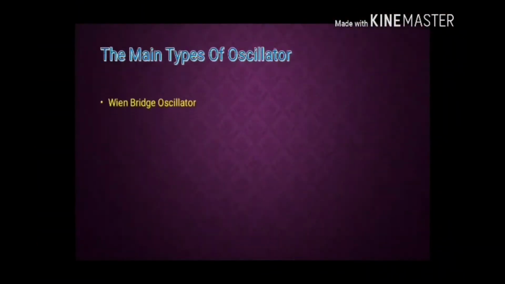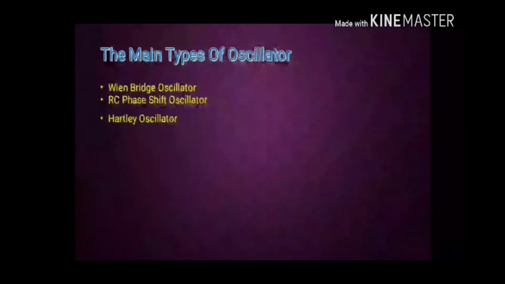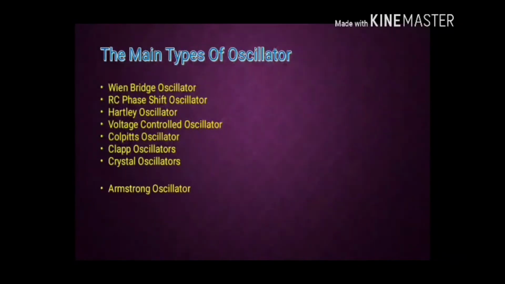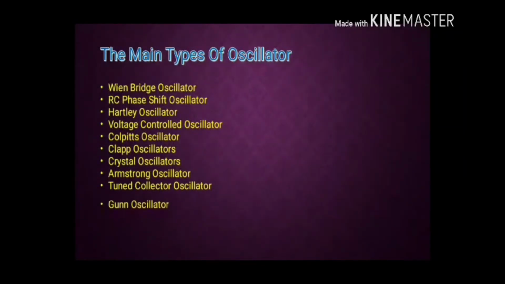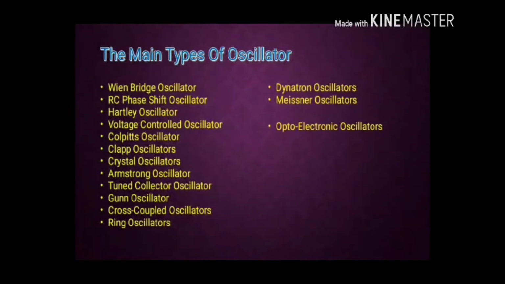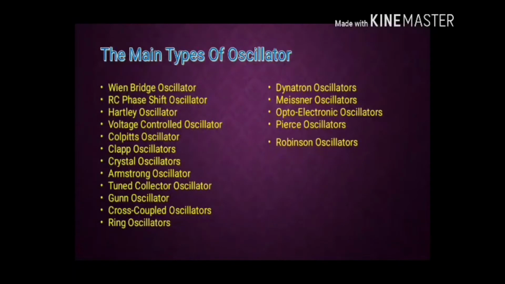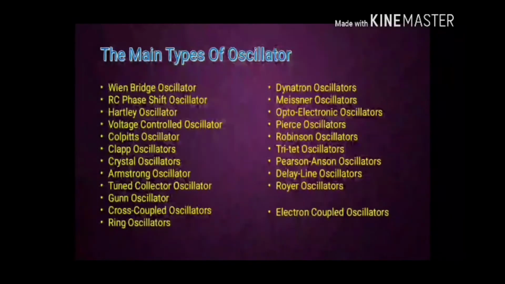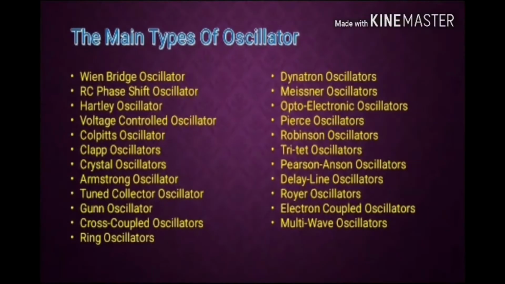The main types of oscillator: Wien bridge, RC phase shift, Hartley, voltage controlled, Colpitts, Clapp, crystal, Armstrong, tuned collector, Gunn, cross coupled, ring, Dynatron, Meissner, optoelectronic, Pierce, Robinson, triode, Pearson-Anson, delay line, Royer, electron coupled, and the multi-wave oscillator. Now I will tell you about some of those.